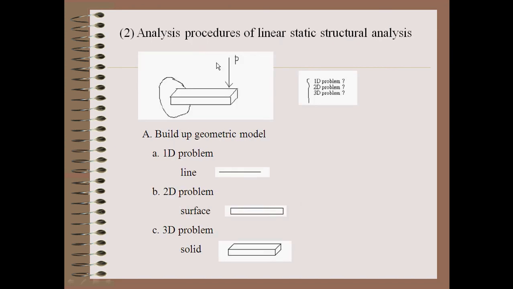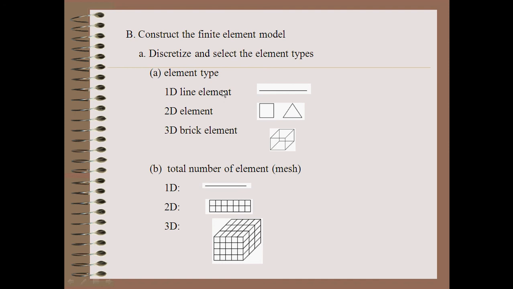Now, the analysis procedure for a linear structural analysis. We have three specific elements or models. This is the one-dimensional model, which is almost like a line, and here a two-dimensional model, which can be defined by means of two coordinates, and of course this is a three-dimensional problem given by three dimensions. Okay, and here are a number of elements.